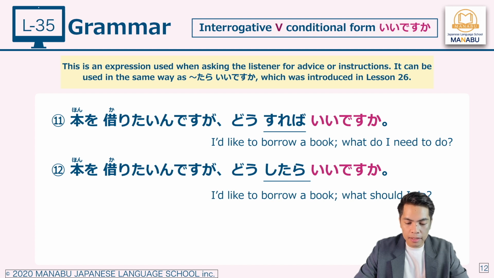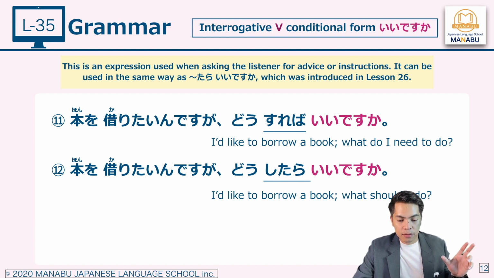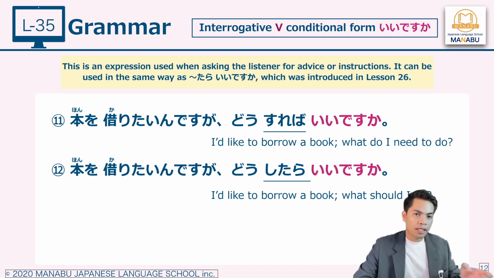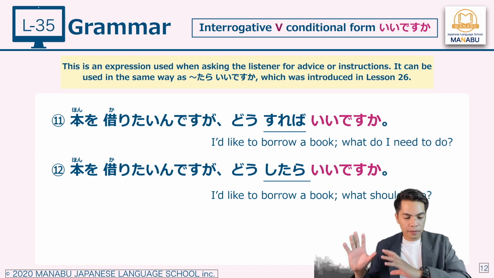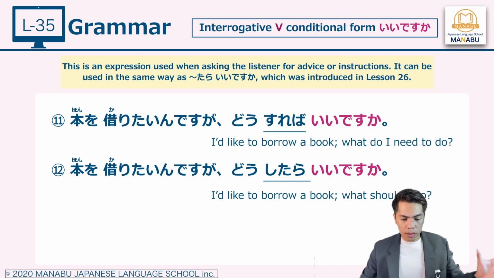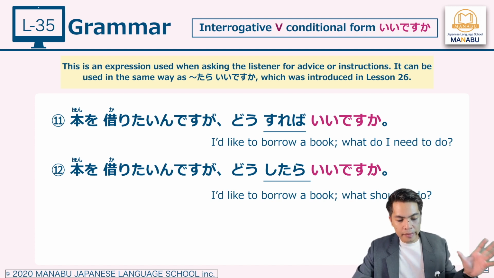Do soreba ii desu ka? So remember this phrase, do soreba ii desu ka? What do I need to do? What should I do in order for this to happen or in order for this to be okay or this to be possible? Hon o karitain desu ga? I'd like to borrow a book. What should I do? Do soreba ii desu ka?